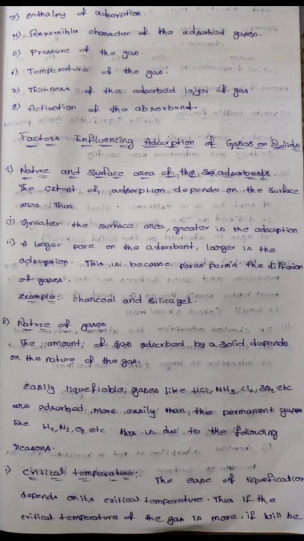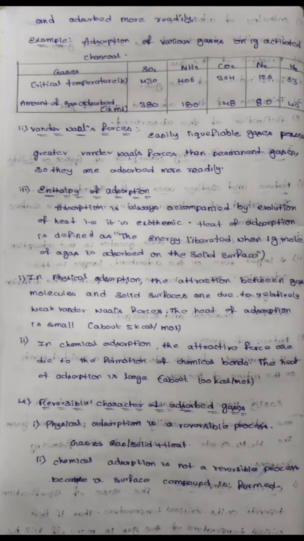Nature of gases. The amount of gas adsorbed by a solid depends on the nature of the gas. Easily liquefied gases like HCl, NH3, Cl2, SO2, etc. are adsorbed more easily than the permanent gases like H2, N2, O2, etc. This is due to the following reasons. Critical temperature. The ease of liquefaction depends on its critical temperature. Thus, if the critical temperature of a gas is higher, it will be liquefied and adsorbed more readily.